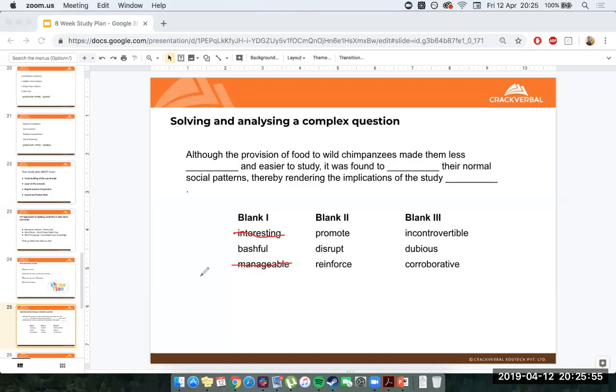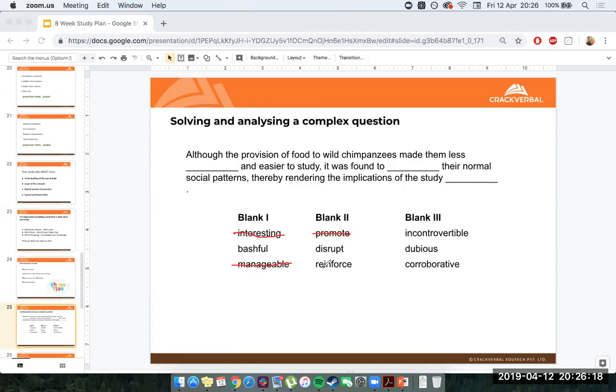It was found to blank their normal social patterns. Now we know that something negative happened, right? So negatively affect. Promote the normal social patterns? No, that's positive, so we're certainly out with that. Disrupt. Okay, well, that could be negatively affecting, right? To disrupt something is to throw something out of whack, to make something not as straightforward as it used to be. Okay, so we can keep that in the mix.